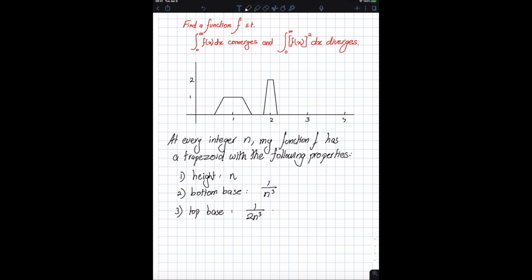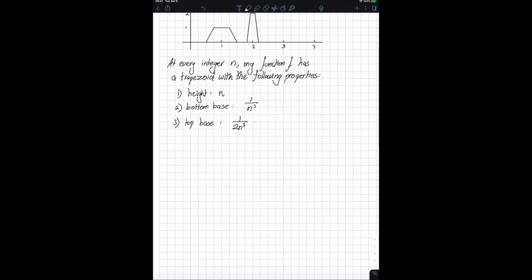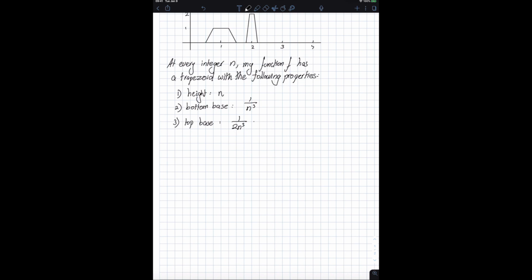Okay. And then it's going to continue going on like this. And of course, the last property is that f is 0 everywhere else. So everywhere in between those trapezoids, f is just 0. Everywhere else. So let's see what the integral from 0 to infinity of f of x dx is.